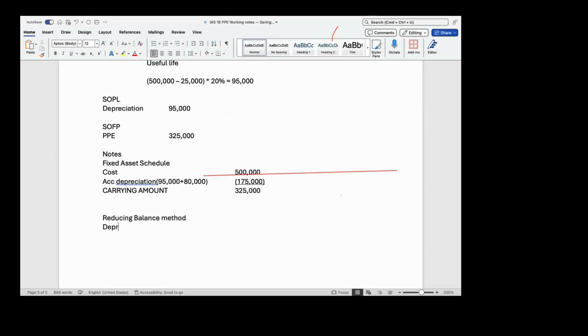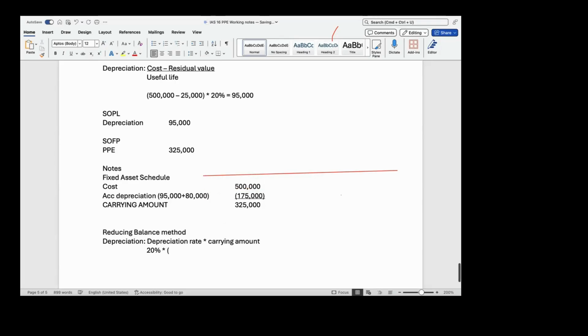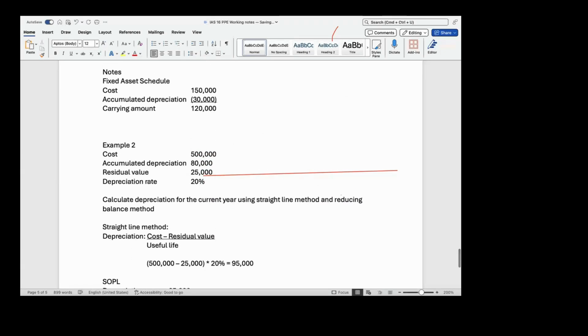What will be our depreciation? I told you your depreciation is simply the depreciation rate multiplied by what? The carrying amount. In this case, what's my depreciation rate? It's 20%. From this question, what is the carrying amount?